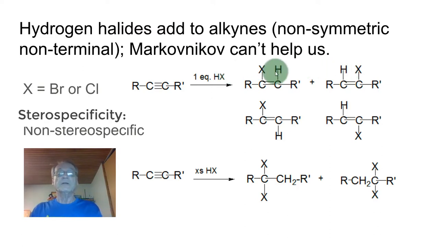So we're going to get two different cis molecules, and for that matter, two different trans molecules, because again, it's non-stereospecific. And if there are two R groups on the ends, then it's also non-regiospecific. So you get four possible isomers.